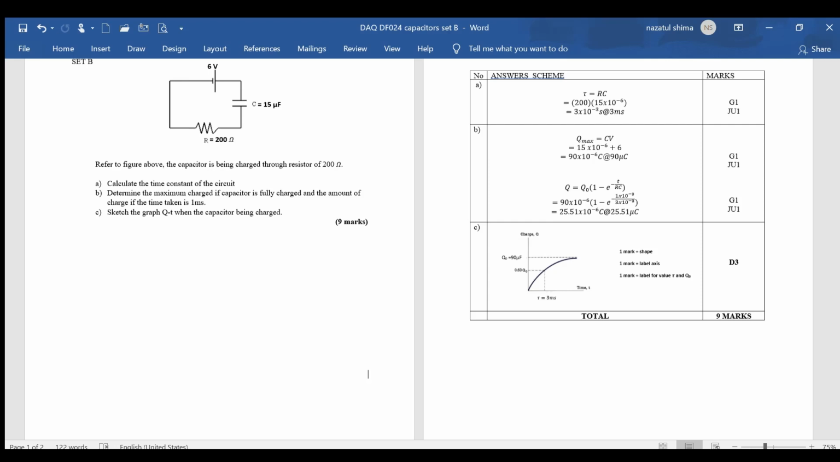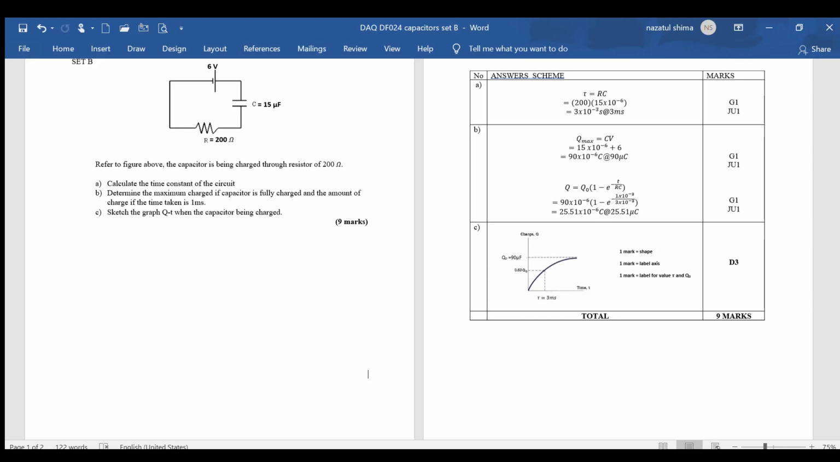Question number 2 is a chapter capacitor. Okay, refer to figure above. The capacitor is being charged through resistor of 200 ohm. Okay, A, calculate the time constant of the circuit. B, determine the maximum charge if capacitor is fully charged and the amount of charge if the time taken is 1 millisecond. And C, sketch the graph QT when the capacitor being charged.